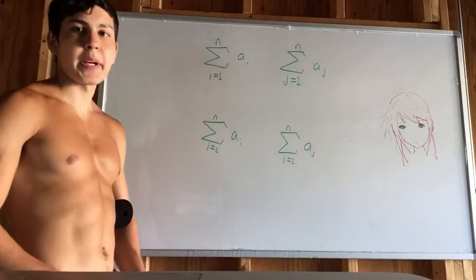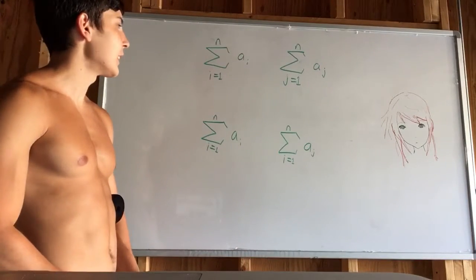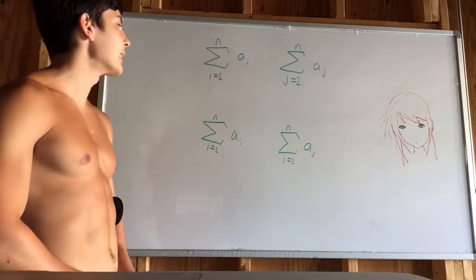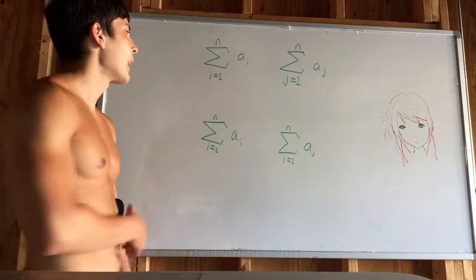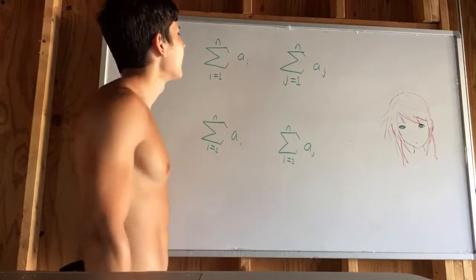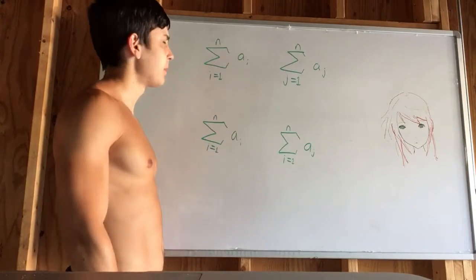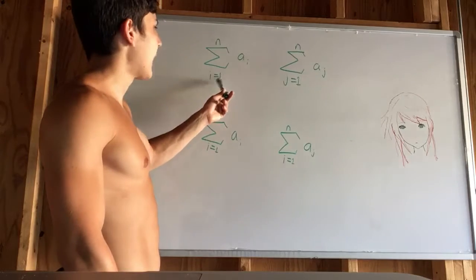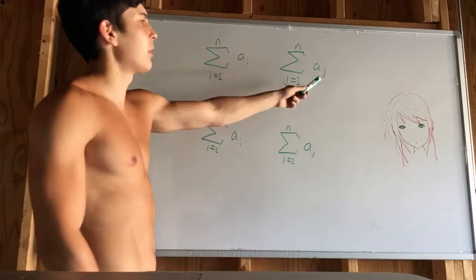Okay, here we're comparing different series to see what is the difference between them. This is the first pair of series that we want to compare. So what is the difference here? Here we have an I, here we have a J, we've got an I, we've got a J.